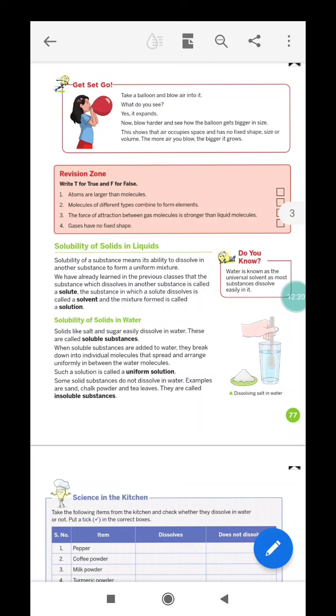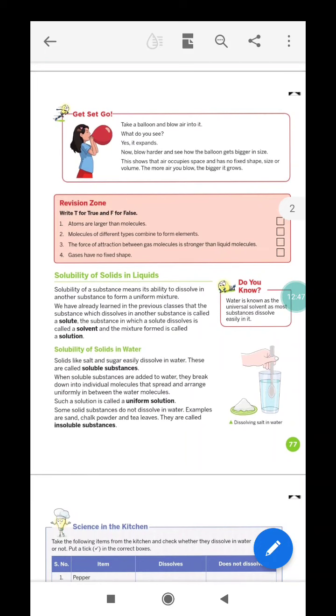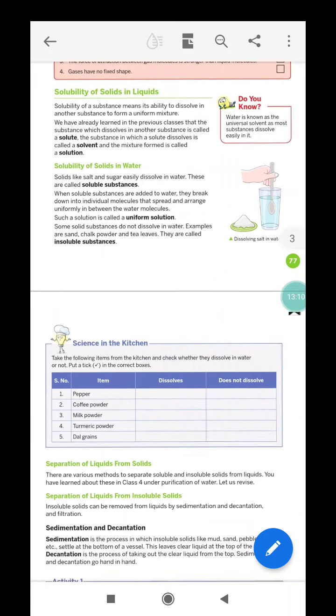When soluble substances are added to water, they break down into individual molecules that spread and arrange uniformly between the water molecules. Such a solution is called a uniform solution. When we mix sugar and salt in water, they mix fully. Some solid substances do not dissolve in water, for example sand, chalk powder and tea leaves. They are called insoluble substances because they don't dissolve in water.